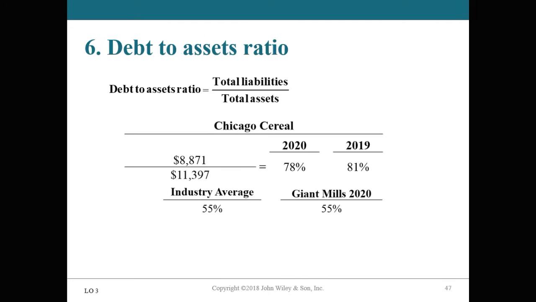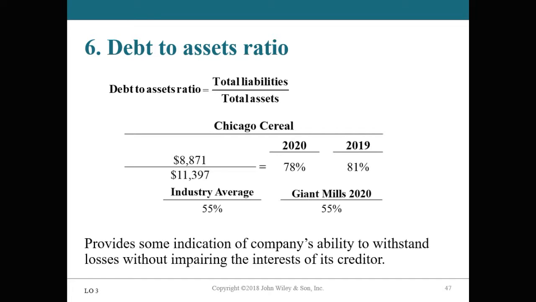With the debt to assets ratio, we're measuring the percentage of total financing provided by creditors. It is computed by dividing total liabilities, both the current and the long term, by total assets. This provides some indication of the company's ability to withstand losses without impairing the interests of its creditors.